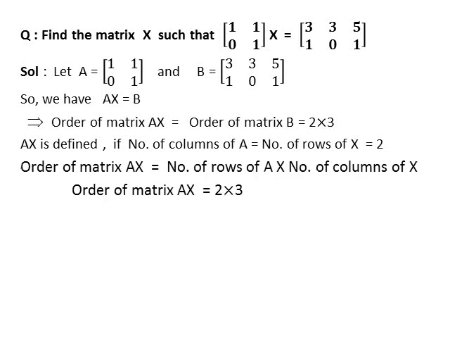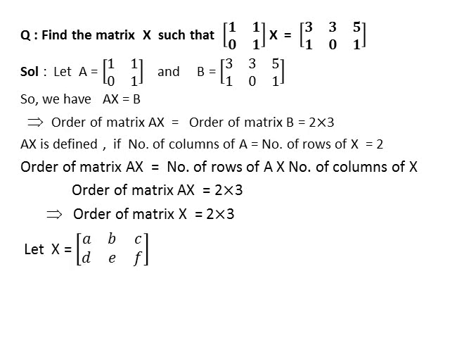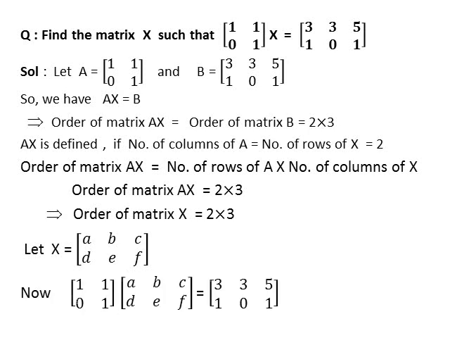Students, we know that the order of matrix AX equals the number of rows of A into the number of columns of X. And here the order of matrix AX equals 2 by 3. So the number of columns of matrix X must be 3. This implies the order of matrix X is 2 by 3. Assume the elements of matrix X of order 2 by 3 as A, B, C in the first row, D, E and F in the second row.